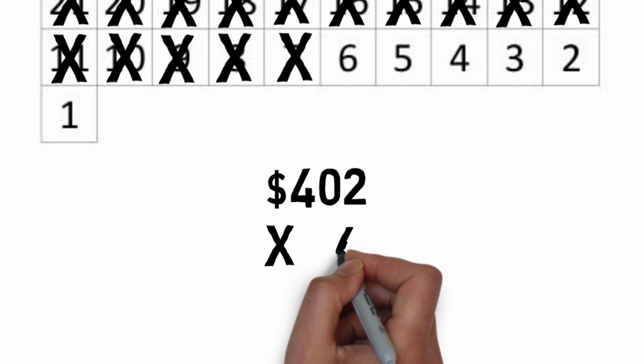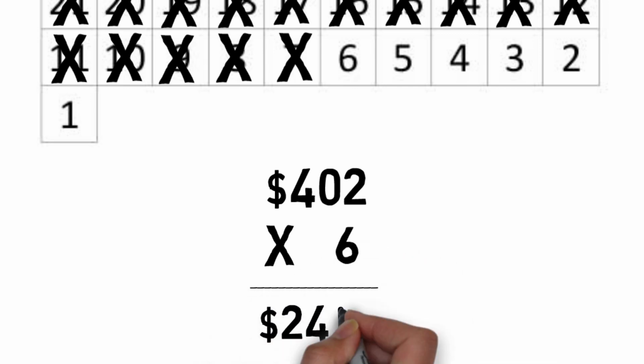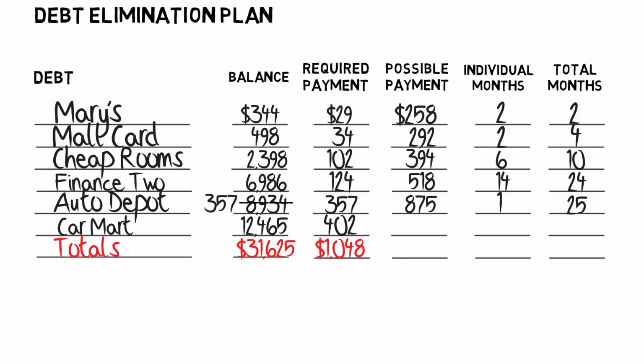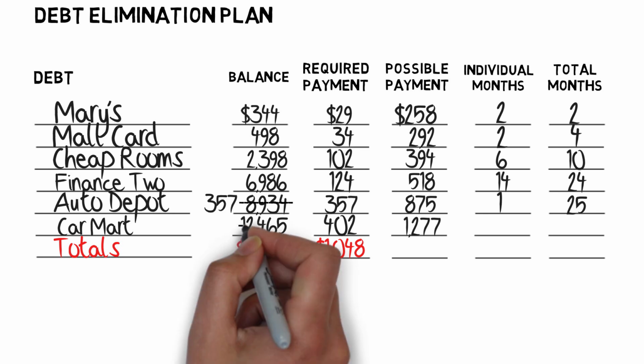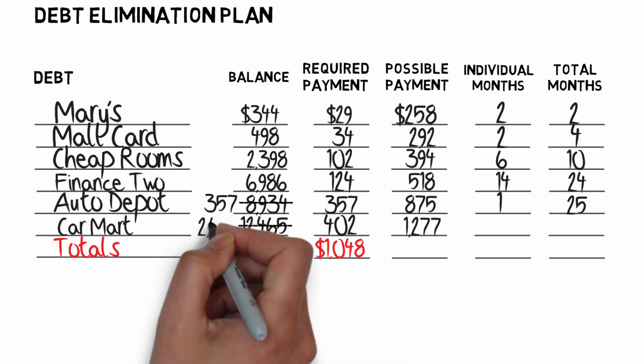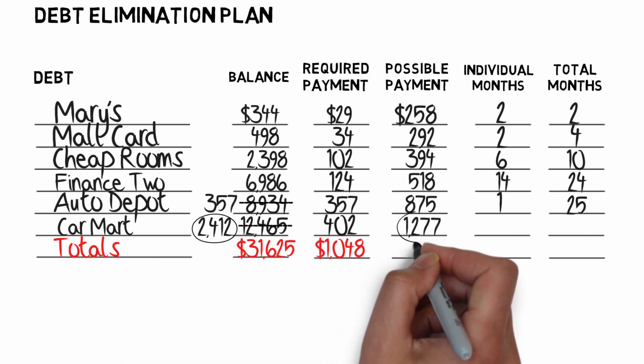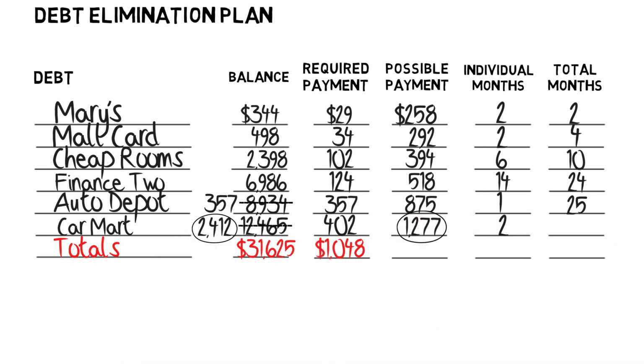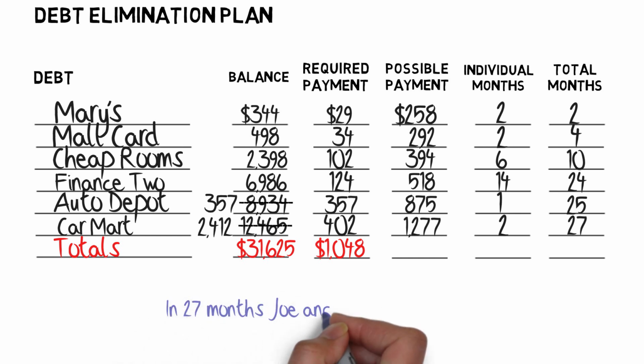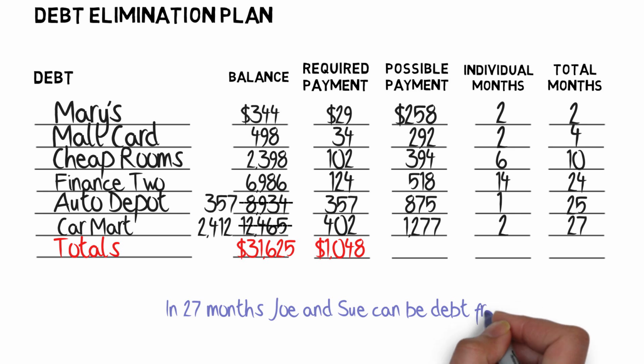To calculate the balance, you multiply the payment amount of $402 by the 6 payments remaining to get a balance of $2,412. Now the full $1,277 can go towards paying off this last car. You need to update the balance to indicate the $2,412 that will be the balance after 25 months. Using that number, you determine it will take 2 more months to pay off the car for a total of 27 months.